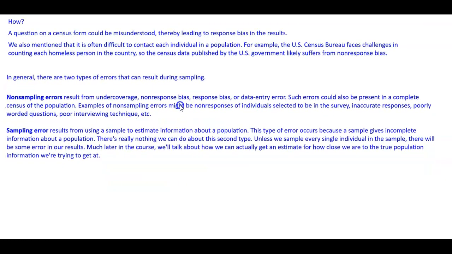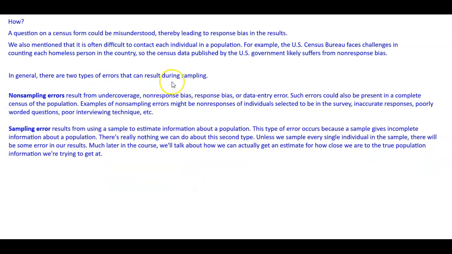Now, lastly, in general, there are 2 types of errors that can result during sampling. Non-sampling errors result from undercoverage, non-response bias, response bias, or data entry error. Such errors could also be present in a complete census of the population. Examples of non-sampling errors might be non-responses of individuals selected to be in the survey, again, inaccurate responses, poorly worded questions, poor interview technique, and so on.